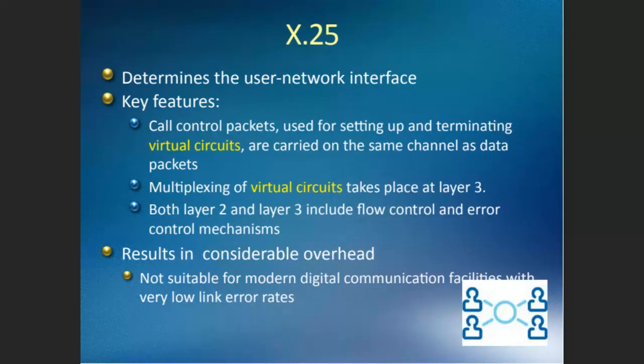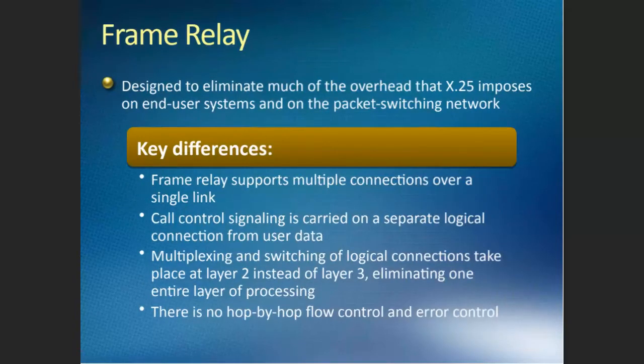That's why it was slow. It was doing this for accuracy, but it is causing overhead and inefficiency. So it's not suitable for high-speed digital communication nowadays. So this was replaced by frame relay. It's designed to eliminate much of the overhead of X.25.